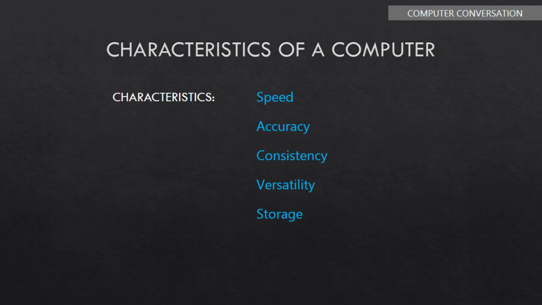Now let's see some characteristics of a computer. First one is speed. That is, a computer can do work really fast and only takes few seconds, which we take it for hours. Next is accuracy. That is, a computer can give almost accurate output. Next is consistency. That is, it can work consistently without getting tired or bored. Next is versatility. That is, they can perform completely different tasks at same time. And last but not the least is storage. That is, it can store huge amount of data.